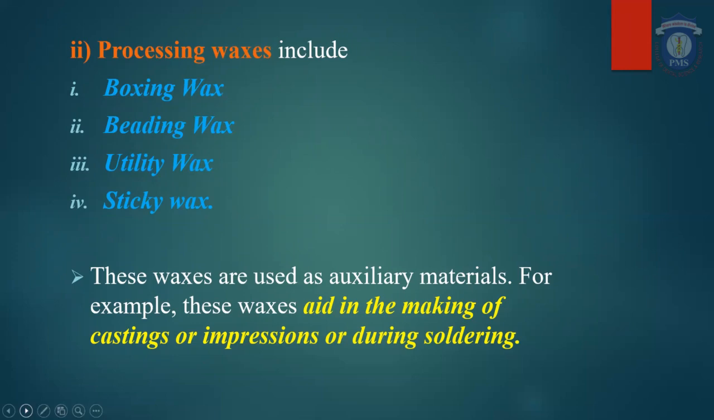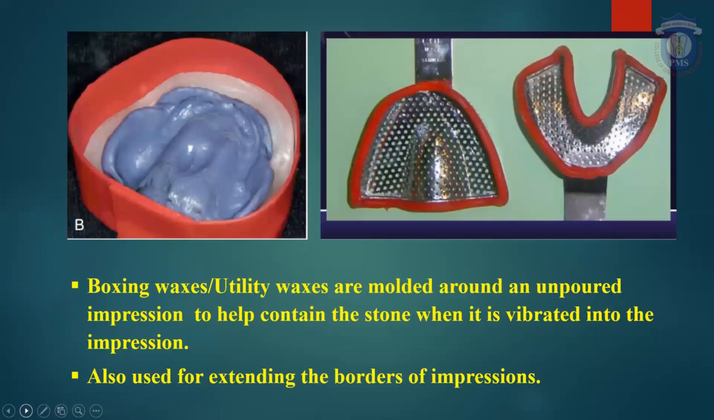So the typical example is basically the boxing wax. And you can see that this boxing wax has a tacky consistency. Okay. And it can be molded around an unpoured impression, so that it will help to contain the dental stone when we are pouring the cast or when it is vibrated into the impression.